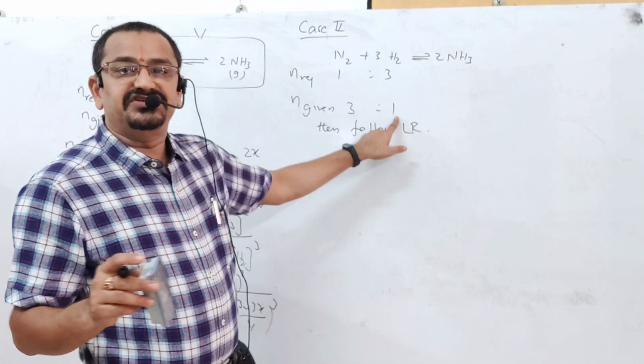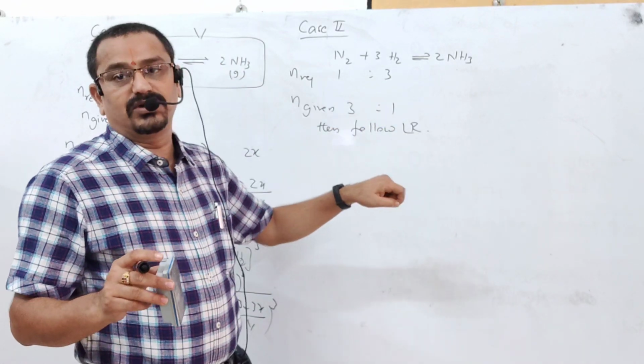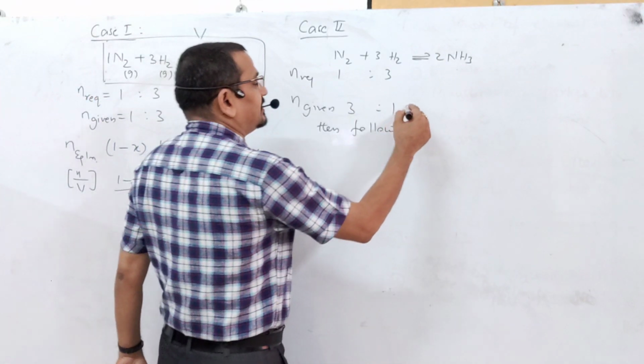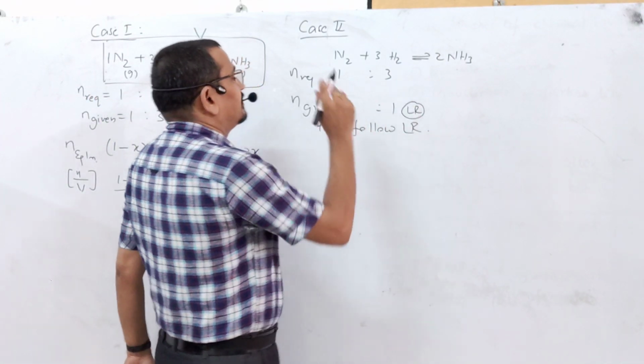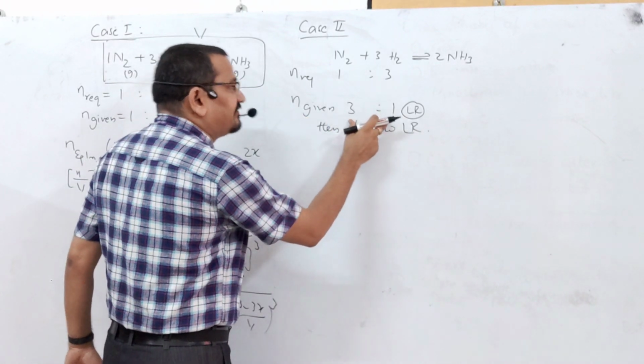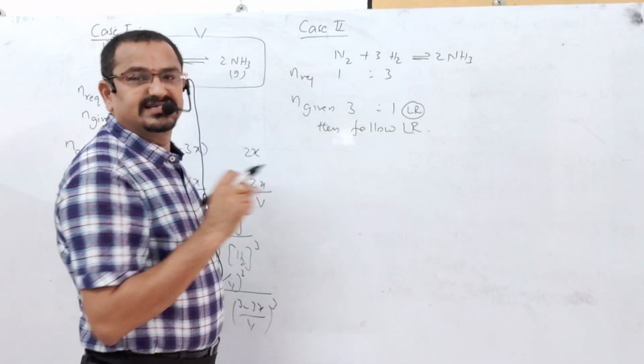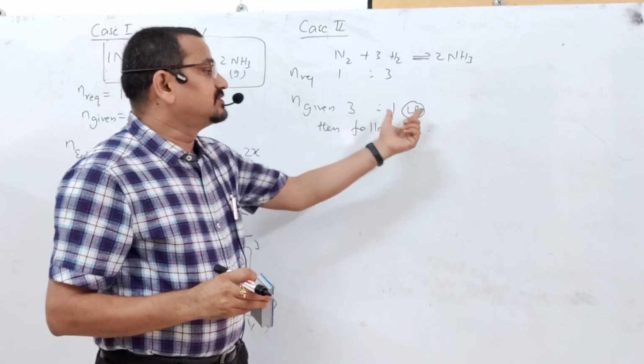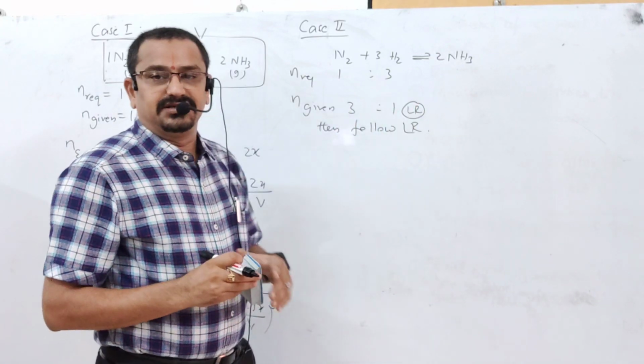Such a substance which is taken in less than the required quantity is called the limiting reagent. So now, whenever the number of moles given to solve is different from the number of moles required as per the equation, then we have to start with the limiting reagent.